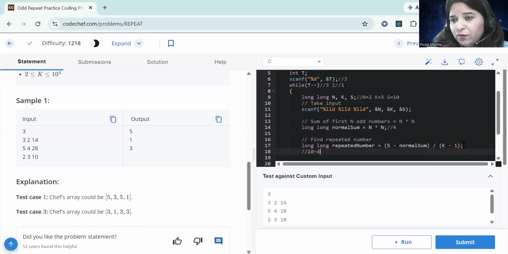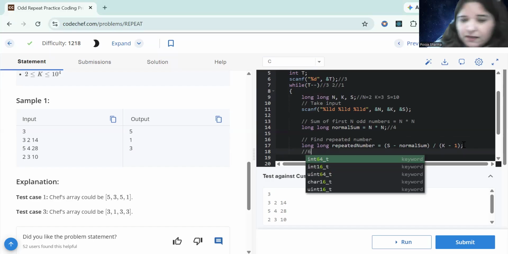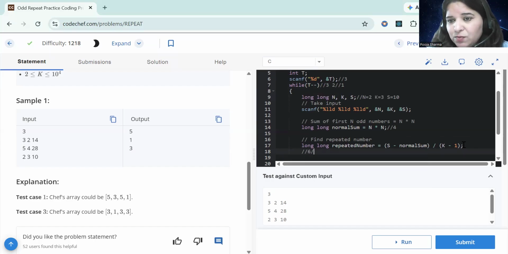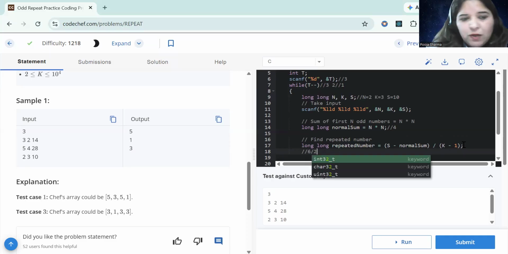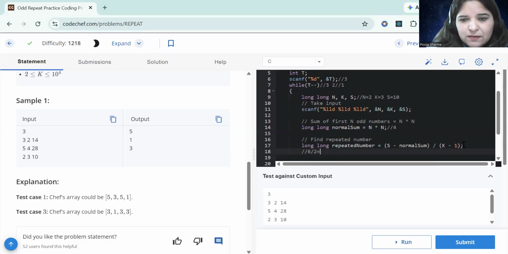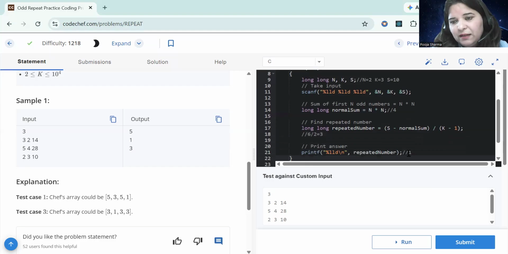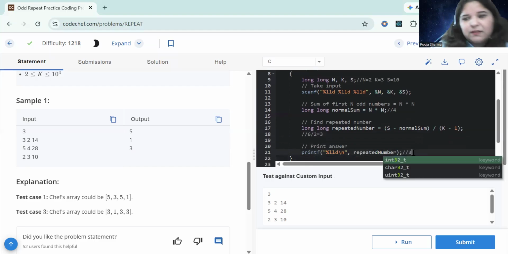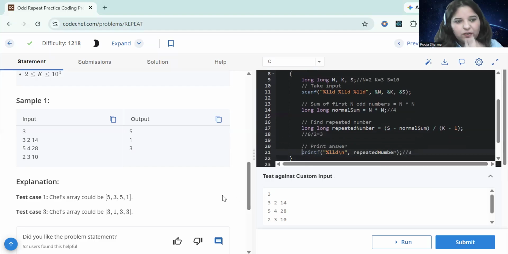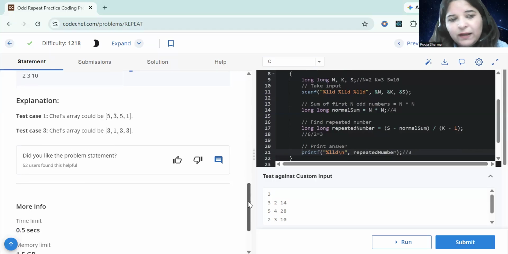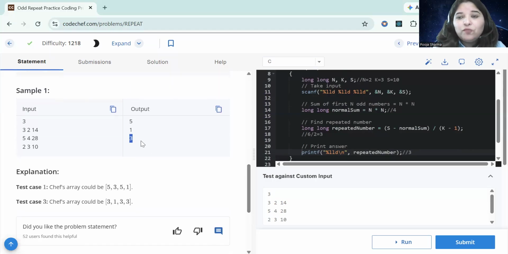10 minus 4 will give you what? 6. 6 divided by K minus 1. 3 minus 1 is 2. It will give us 2 threes are 6. So the answer is 3. So it should print us 3. Alright, so here the answer will become 3. Right, so once you enter 3, it will go back and revert it. So 5, 1, 3 will be the answer.